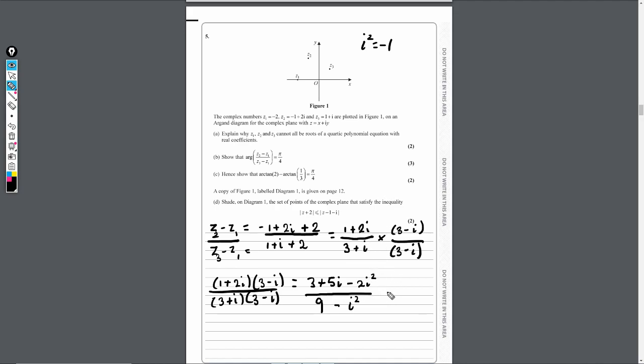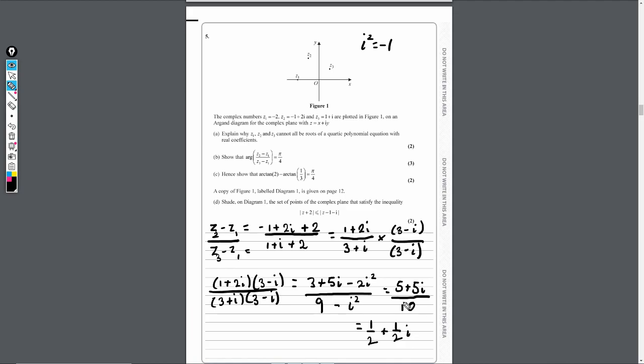So my numerator now, in this case, is going to be 3 plus 2 plus 5i, so I'm going to get 5 plus 5i on the numerator. My denominator will be 9 minus minus 1, so that's 9 plus 1, giving me 10. So simplifying this now, I'm going to get a half plus a half i.